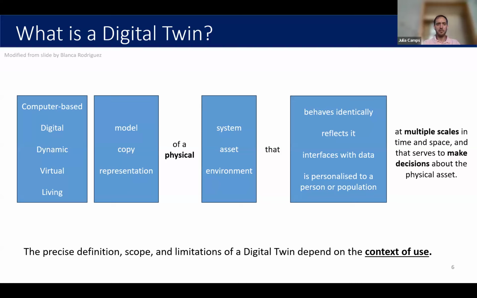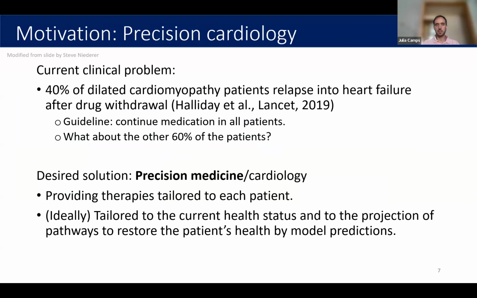So here are a few words in different boxes that give you a broad definition of what a digital twin can be. It will be a computer-based, digital, dynamic model or representation of a physical asset or environment that behaves identically, interfaces with data, and at multiple scales, and it's used to make decisions of the physical asset, right? And now what we're going to see is how to design them.